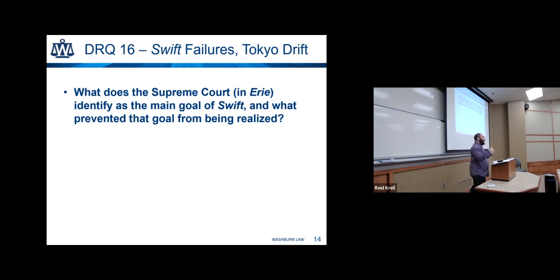So if you want to preserve the uniformity goals of Swift, but Swift itself has demonstrated that you can't push the states towards the federal common law, what you have to do is push the federal courts toward the state common law. How do you do that if you are the Supreme Court? Can't you vote? You wipe out federal common law. You say this no longer exists. Okay? All right.